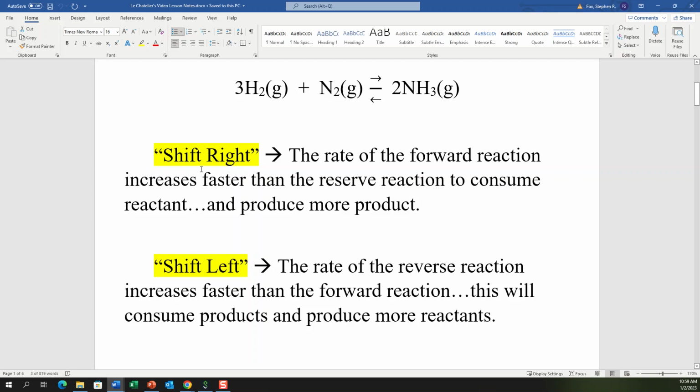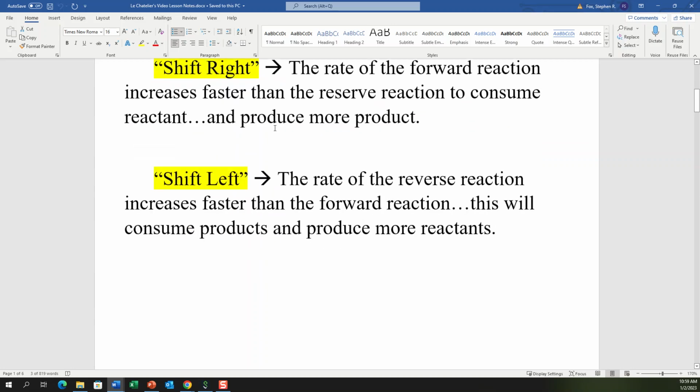So again, shift right means we're increasing the rate of the forward reaction compared to the rate of the reverse reaction. So the forward reaction is happening faster than the reverse reaction. So reactants are being consumed faster than products are being consumed, if that makes sense. Okay. And a shift left means the opposite. The reverse reaction is happening faster, so products are being consumed faster than reactants are being consumed.